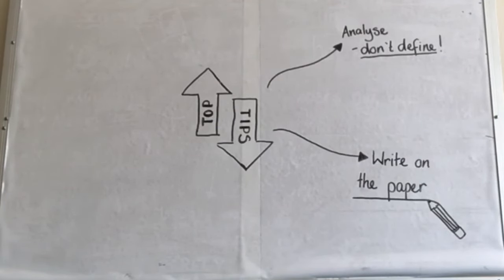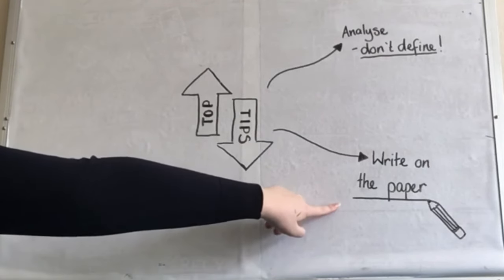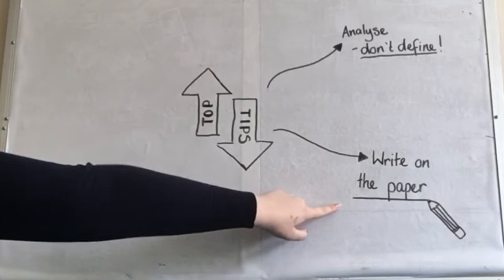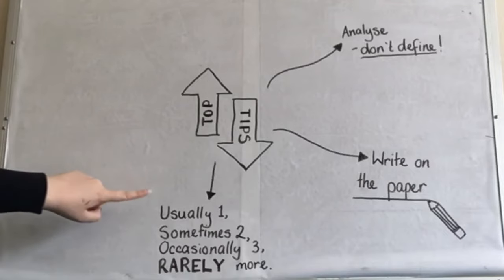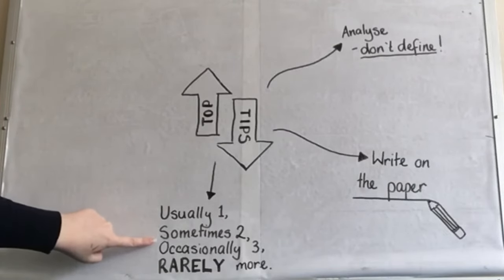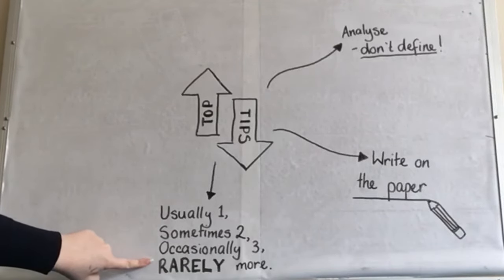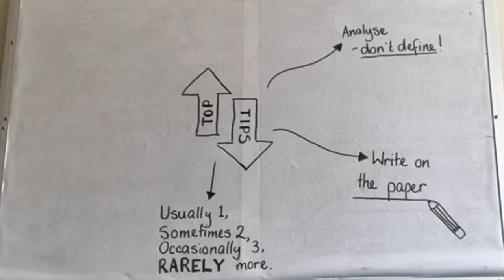Number 2 then, write on the paper. Highlight and underline those words. It makes it so much easier to actually write down your answers. Number 3, when it comes to actually looking at how many words you have to quote, usually they are just looking for 1, sometimes 2, occasionally 3, very rarely will they ask for more than 4. Don't quote a whole sentence, you won't get the mark for it, even if you've picked the right word.